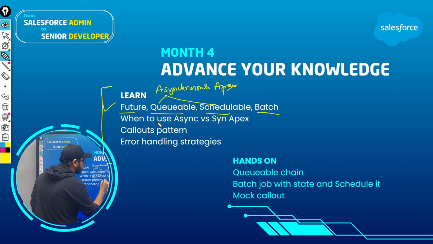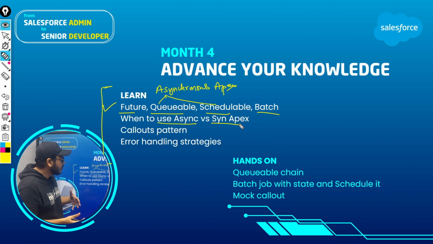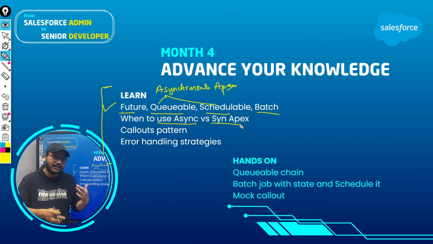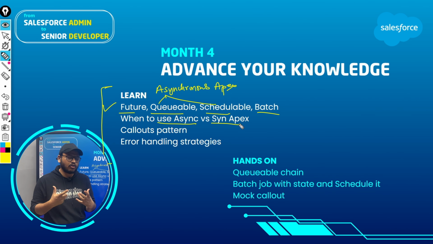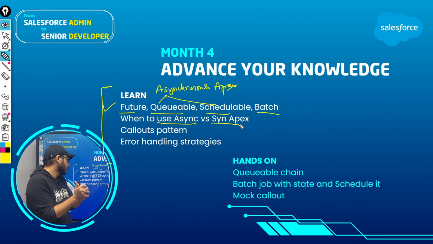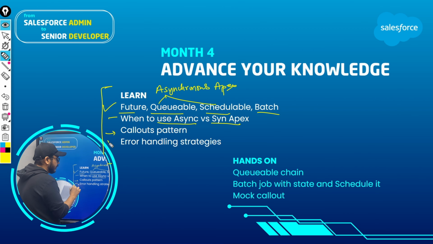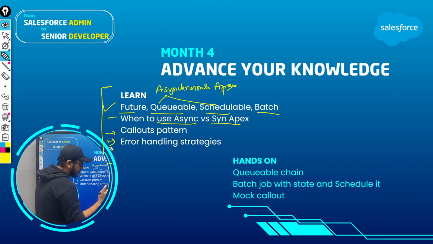Try to understand when to use asynchronous versus synchronous Apex. This is important. While a lot of Salesforce developers understand how to write batch Apex, when to use batch Apex is something very critical, and I really find that a lot of people do not have that understanding. So try to understand those things. Try to understand your callout patterns, etc., for integration. Try to understand error handling strategies, what the ways are to handle errors, debug your code, etc. Those things can be part of this phase.